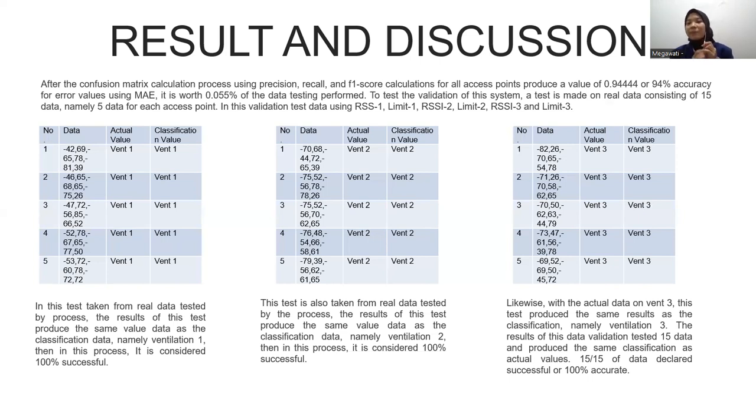For the last table, the actual value is ventilation 3 and the classification is ventilation 3. Likewise, the actual data on vent 3 produced the same result as the classification, namely ventilation 3. So of the 50 ventilation test data points, all had the same classification as the actual value: 50 of 50 data points succeeded, 100% accurate.